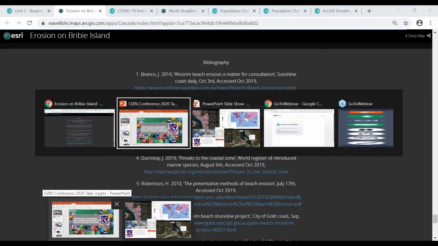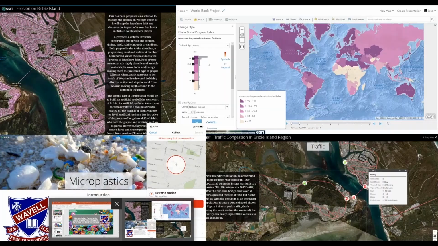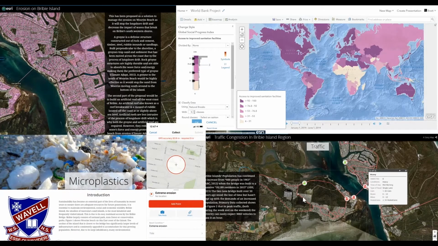I've had the pleasure of looking at other schools' work, and other schools are doing fantastic work. I saw recently a story map where a young Year 10 student had got an image of a jellyfish floating, and then had swipe mapped a floating plastic bag, which was really, really clever.